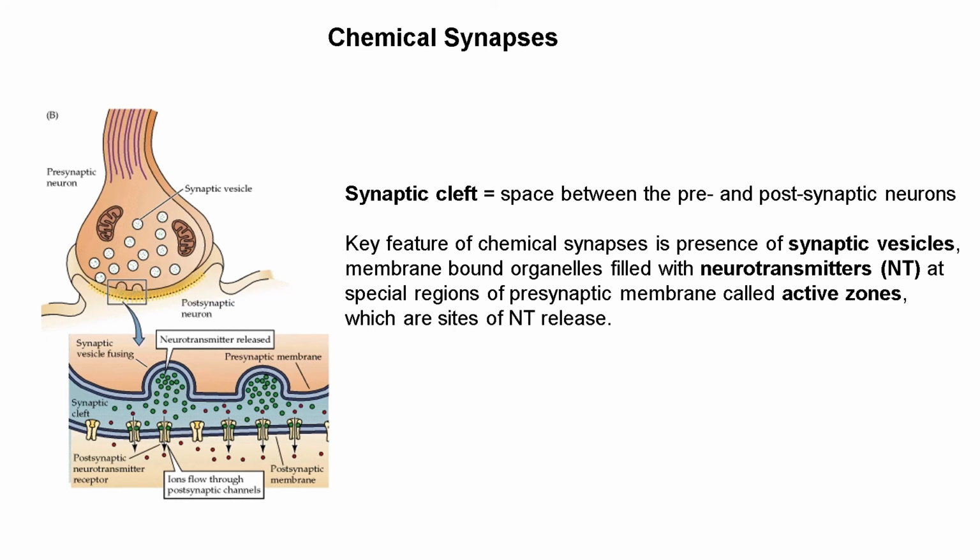On the other hand, we have chemical synapses, and I said they are characterized by this synaptic cleft, which is the space between pre- and postsynaptic neurons. The key features that let you easily see that it is a chemical synapse are the presence of synaptic vesicles, which are membrane-bound intracellular organelles filled with neurotransmitters, as well as a postsynaptic membrane. The release sites where neurotransmitters are going to be released are called active zones, and we are going to talk a little bit more about what constitutes the active zones.